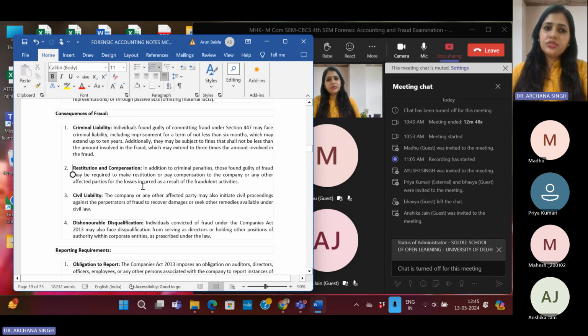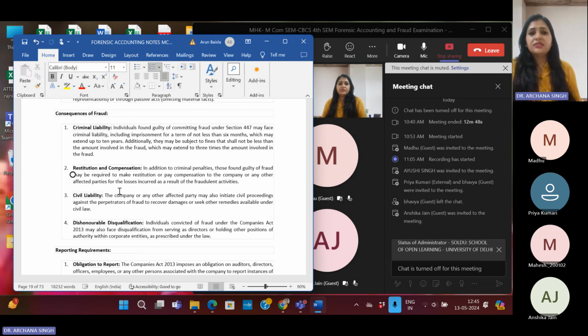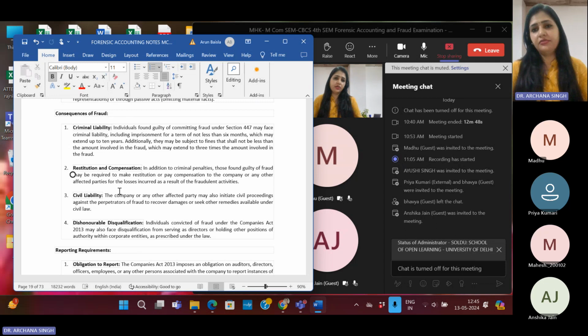Second is restitution and compensation. In addition to these penalties, those who are found guilty of fraud are required to make restitution and pay compensation to the company or any other affected parties for the loss they incurred as a result of that fraudulent activity. Okay? So they have to pay the compensation amount to the party that has incurred a loss because of that fraudulent activity.